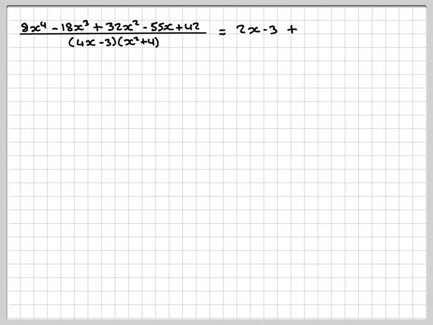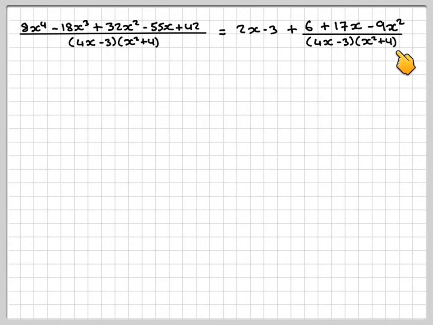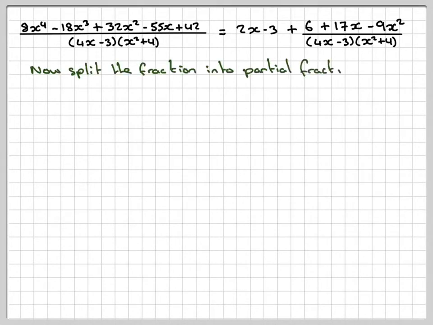Right, so writing this out, our division will become 2x minus 3, which is what we've got, plus our remainder, which I've rewritten as 6 plus 17x minus 9x squared, over the divisor, which is 4x minus 3 times x squared plus 4. Now this bit here, you can now split into partial fractions. Right, so 6 plus 17x minus 9x squared over 4x minus 3 times x squared plus 4.